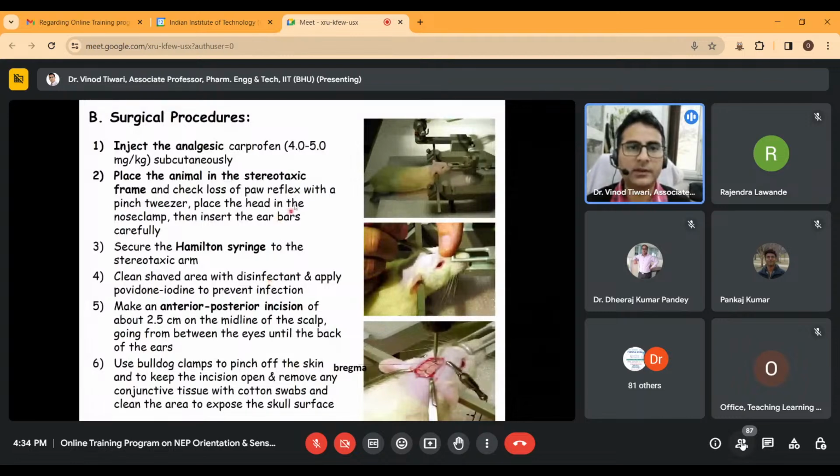And then place the animal in the stereotaxic frame. And we need to check the loss of paw reflex with a pinch tweezer. So what we do is, with the pinch tweezer we will gently pinch their paw, just to confirm that they are under deep anesthesia.